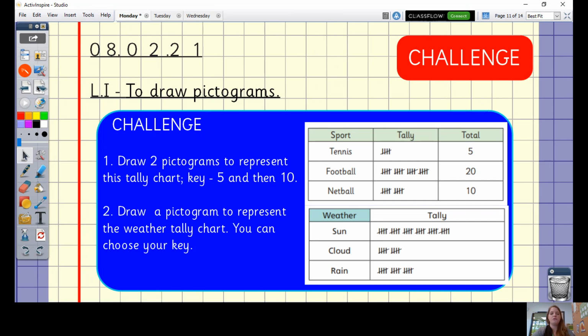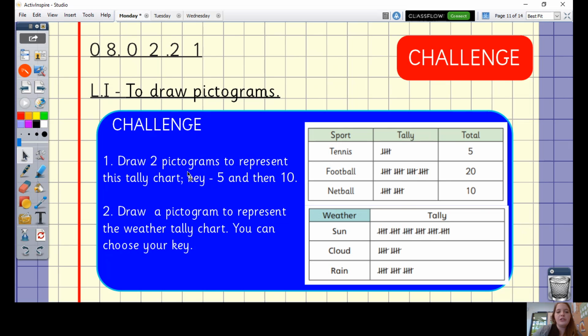Okay, so let's think about your challenge for today. Now I have completed 2 sheets which I'll upload onto Teams for you. One of them has got the pictograms with the tally charts without the information, and one of them has got the pictograms and the tally charts and the information, so the headings and the sports and things have been added into the pictograms. So you don't have to worry about writing those out. So it's up to you what you want to do. Alternatively, you can complete it on a piece of paper if that is easier for you.